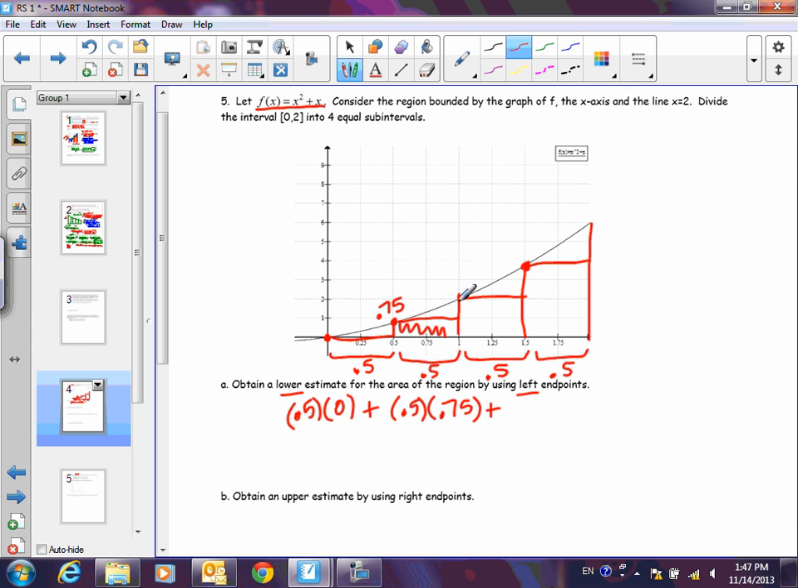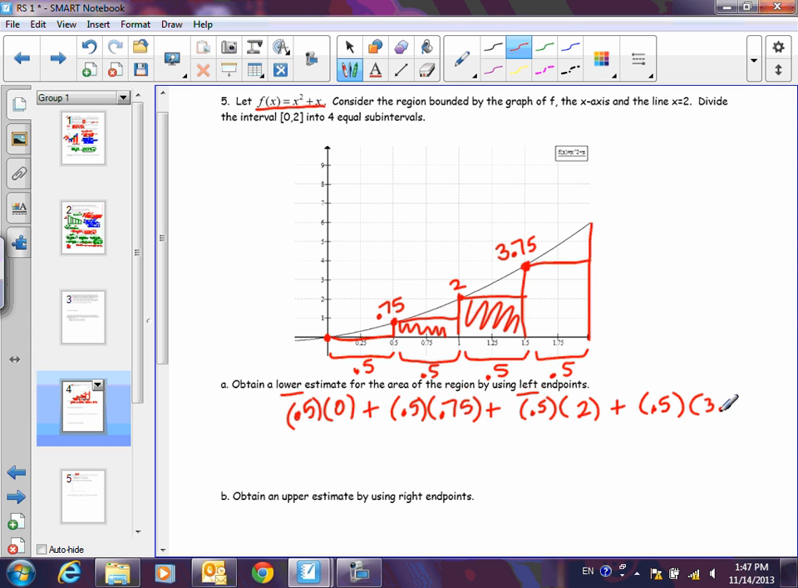And what about when you plug 1 in? You could do this without a calculator. You get 2. So that's going to be 0.5 times 2. And that's the area of that rectangle. So then our last one, again, is not a whole number, so you're going to have to plug it in. Get 1.5 squared plus 1.5. 3.75. So 0.5 times 3.75.